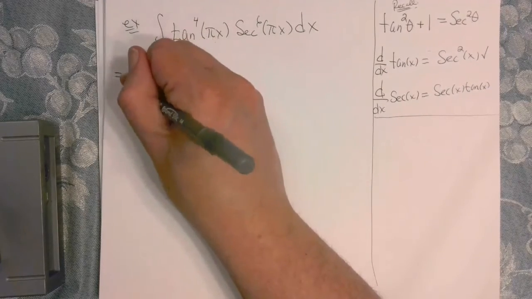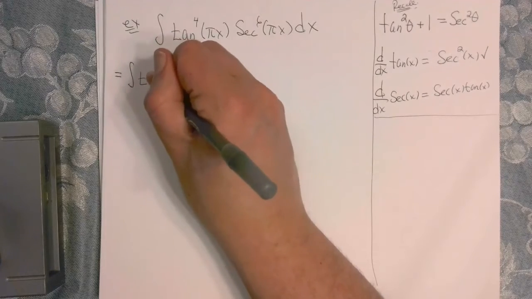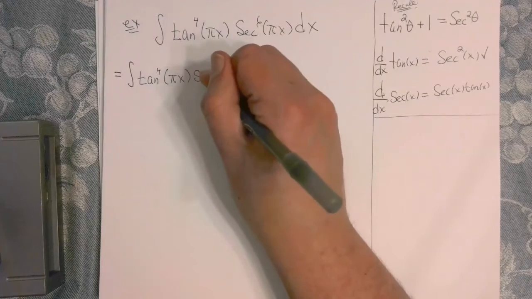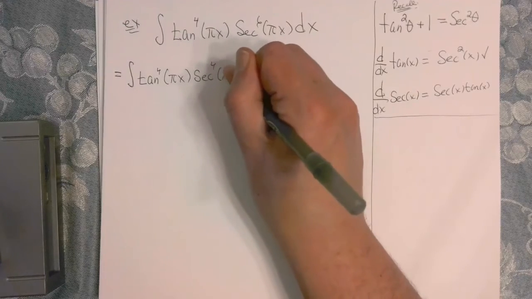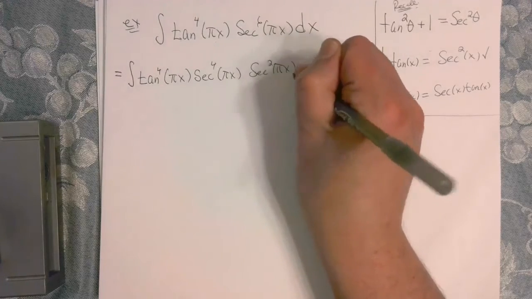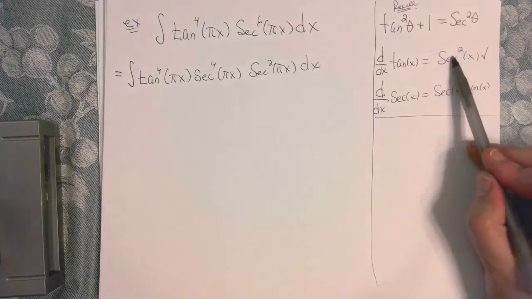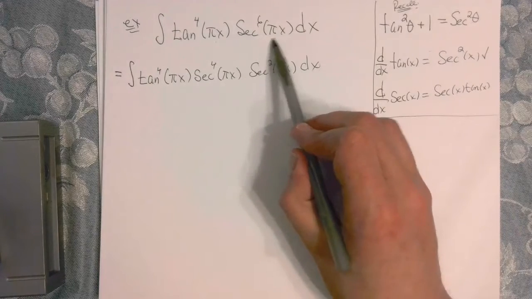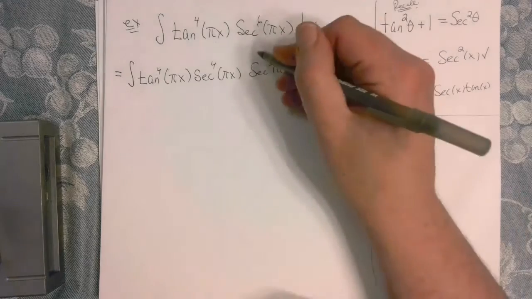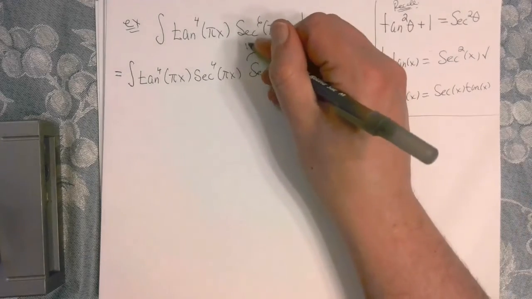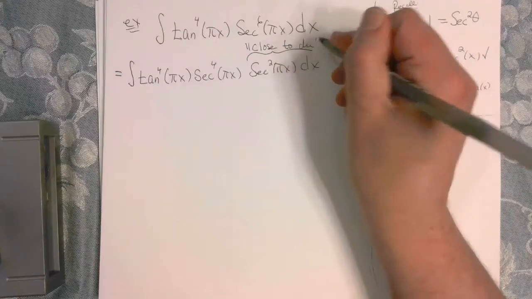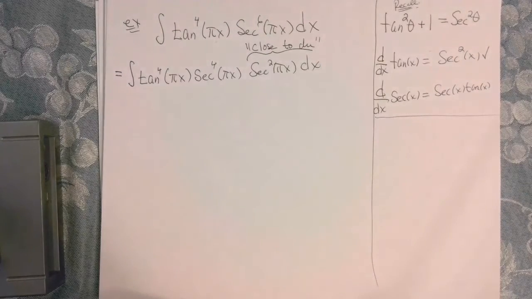So let's go ahead and rewrite this as tangent to the fourth of pi x times secant to the fourth of pi x times secant squared of pi x dx. So I chose this. I took a factor of secant squared out of this and just slid it to the side. This should look close to du when I make a substitution. So I'm going to say close to du. What I mean by close is it could just be off by a constant multiple.